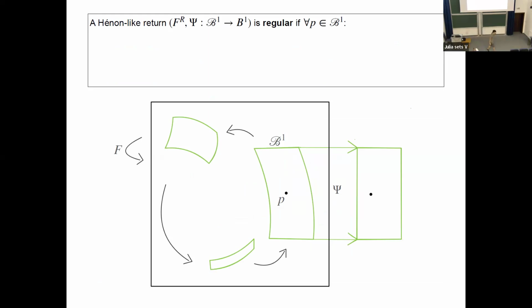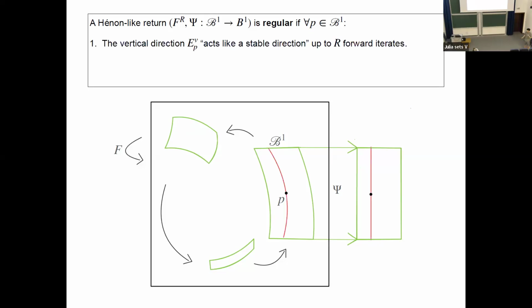Okay, so the actual definition is slightly technical. It's not too bad, but I didn't want to put any kind of technical details here if I could avoid it. So let me define it for you extremely loosely. Okay, so let's say that you have this Hénon-like renormalization. We say that it is regular if it satisfies the following two properties. The first property is that for any point that you take in this periodic domain, if you look along the vertical direction, again, given by your straightening chart, then along this vertical direction, it should act like the stable direction under forward iteration up to the return time. Okay?